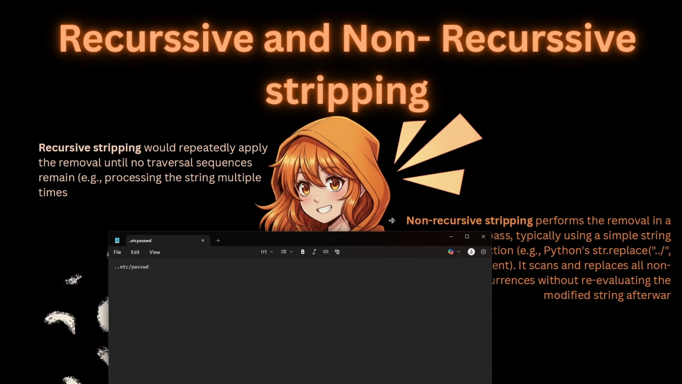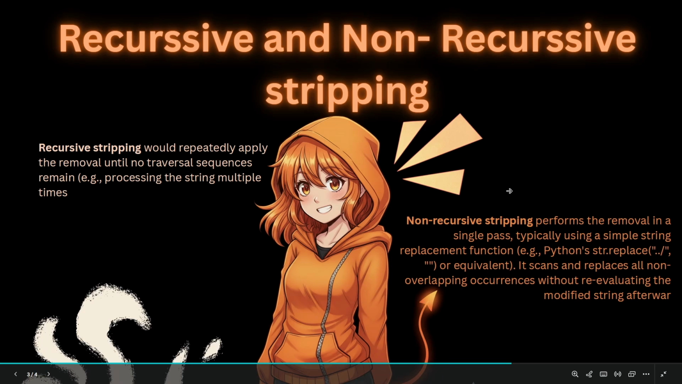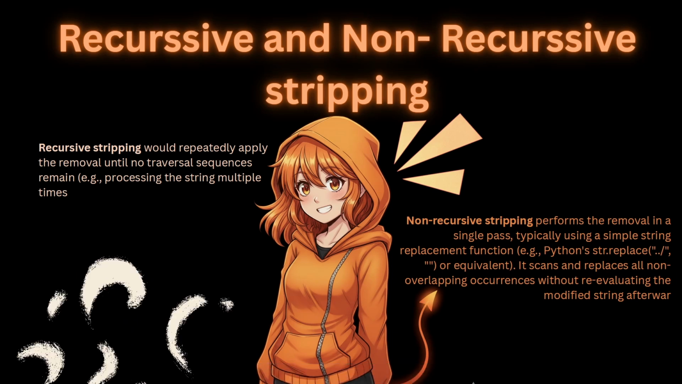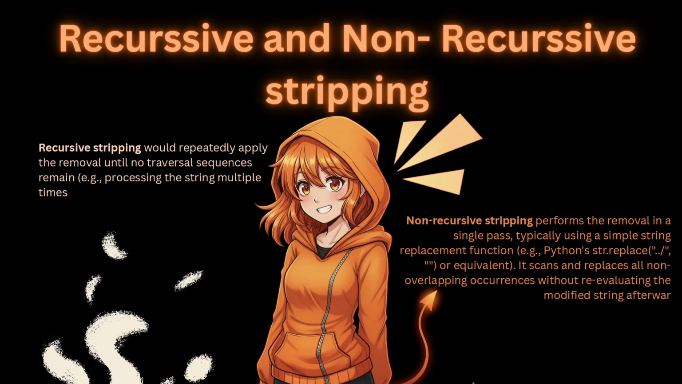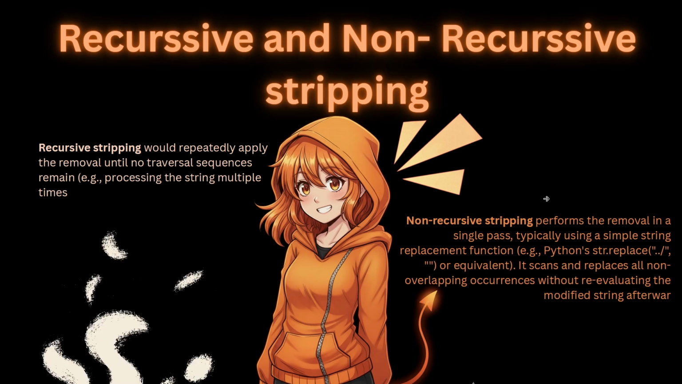And non-recursive stripping is that only one time it will check the input and remove the dot dot forward slash pattern. I hope you understood this, I have not confused you. But if you are confused in any way, let's move on. When we look at the example, you will get clarity on recursive and non-recursive stripping.